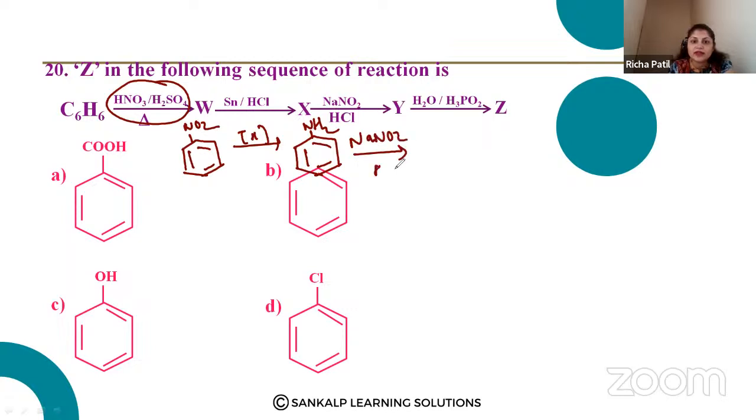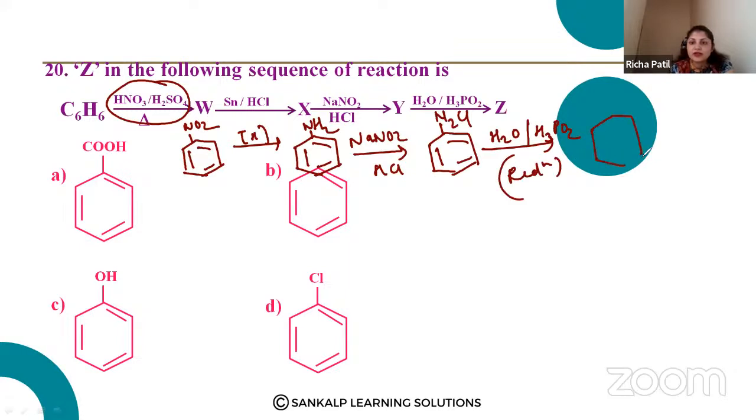Then this is further treated with NaNO2 and HCl, and you get N2Cl. Then again, in a further reaction, you are going to do reduction with hypophosphorous acid. What will you get here? This is reduction, so you will get your benzene back plus N2 plus HCl. So B is the correct answer. Yes, most of you have answered it right. It is B. Good.